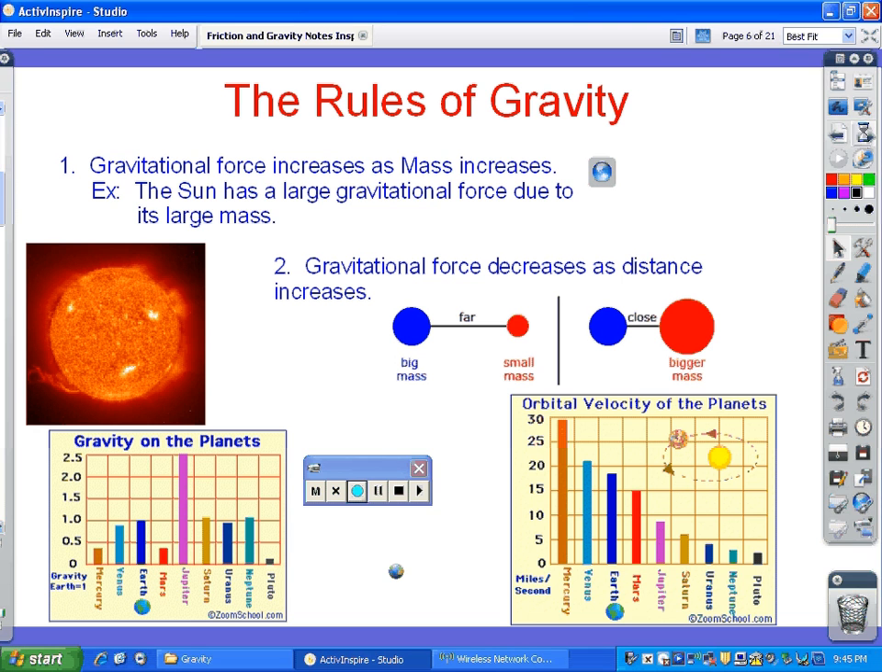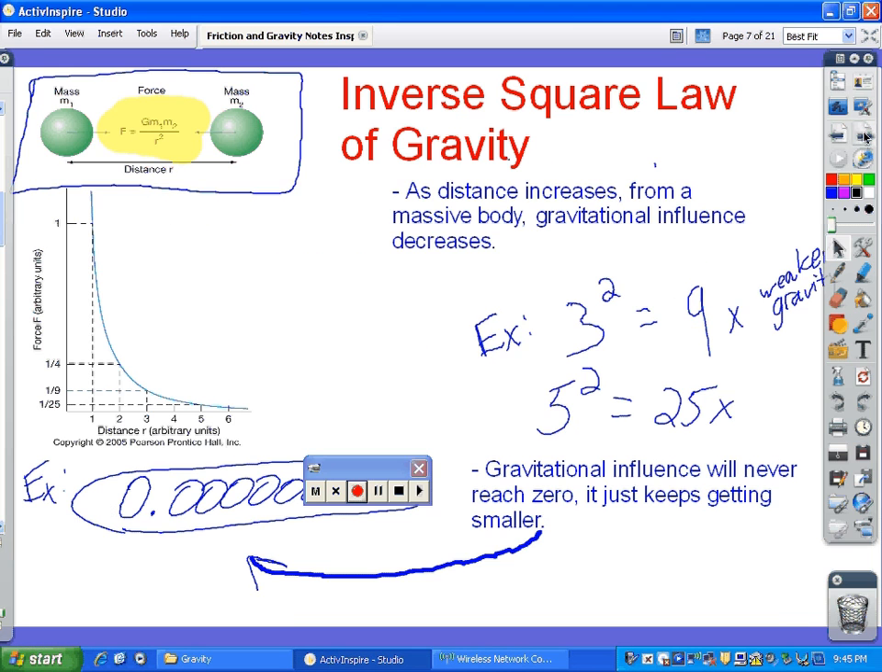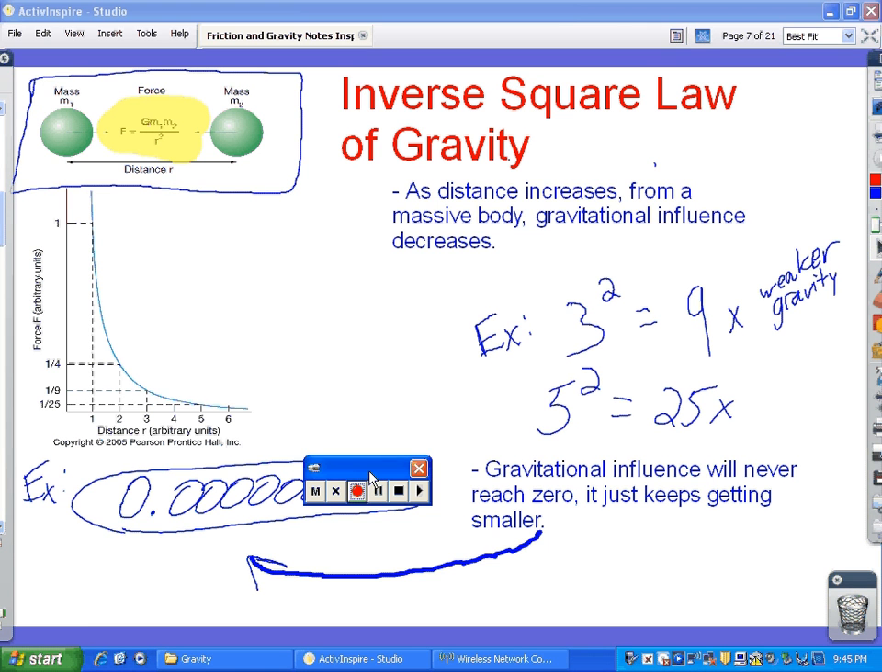You can also consult the gravity PhET simulation, which is in the gravity folder of Edmodo.